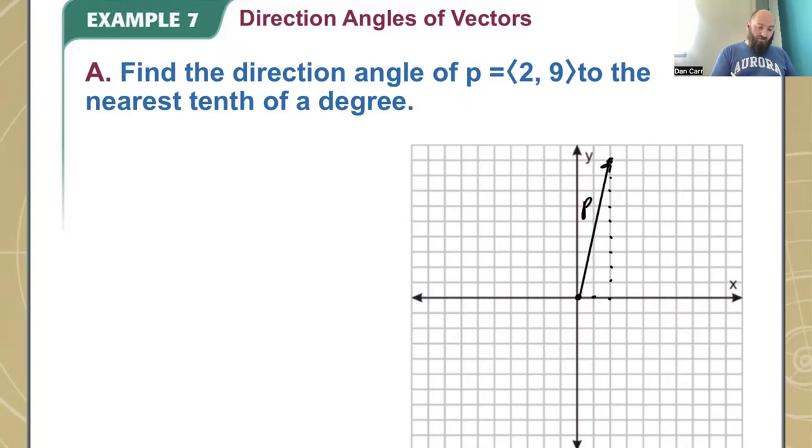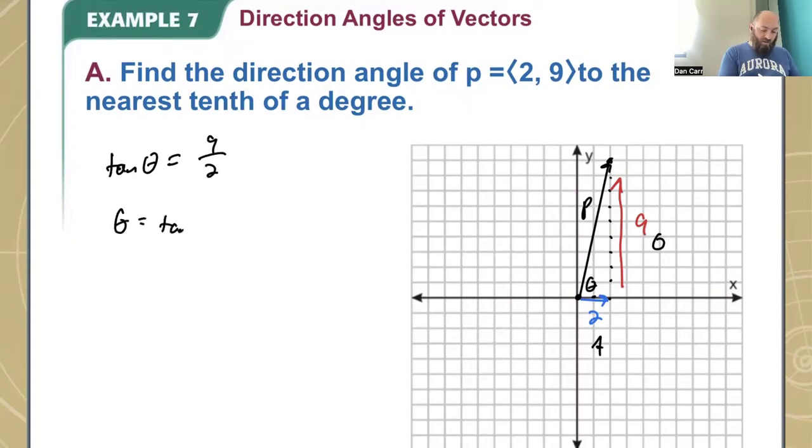So if I want to find my direction angle, I've got to remember that this is going 2 to the right, and 9 up. So my direction angle is just the theta that's being made there. I'm modeling it as a right triangle. So if I look at this as opposite and adjacent, that's going to be a tangent. So the tangent of theta is going to be my opposite divided by my adjacent. So that means my theta is equal to the inverse tangent of 9 over 2.